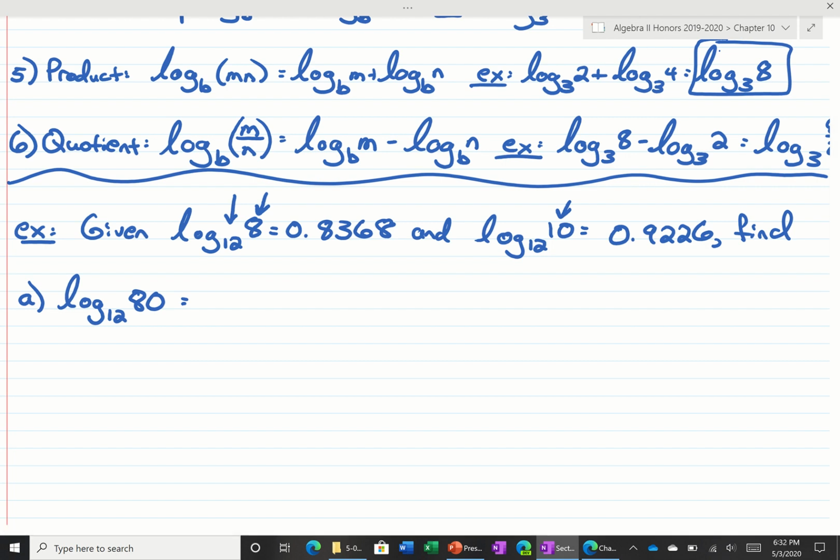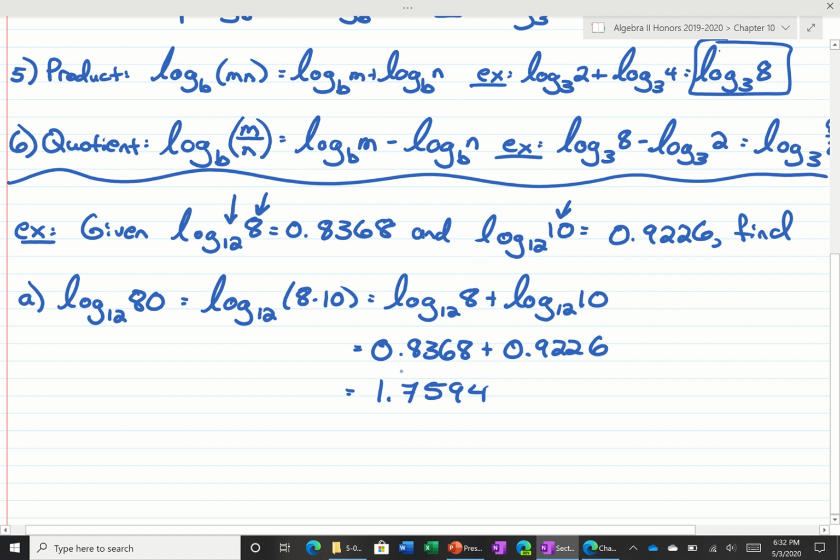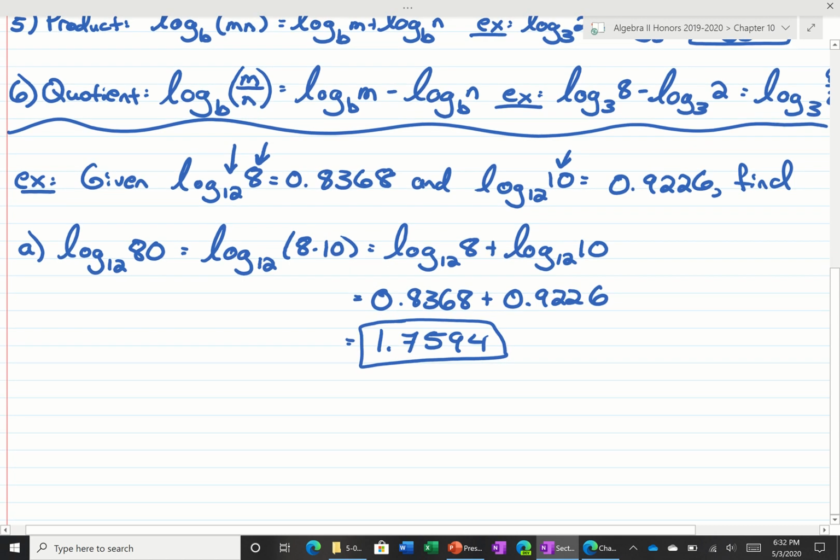Well, 80 is 8 times 10, right? So this is log base 12 of 8 times 10. Using the product property, this is the log base 12 of 8 plus the log base 12 of 10. I told you what the log base 12 of 8 was, and I told you what the log base 12 of 10 was. If you just type that into the calculator, that's basic arithmetic, you would get 1.7594. That's what we're doing here. You have to figure out how I can get 80 from the base and the 2 arguments.